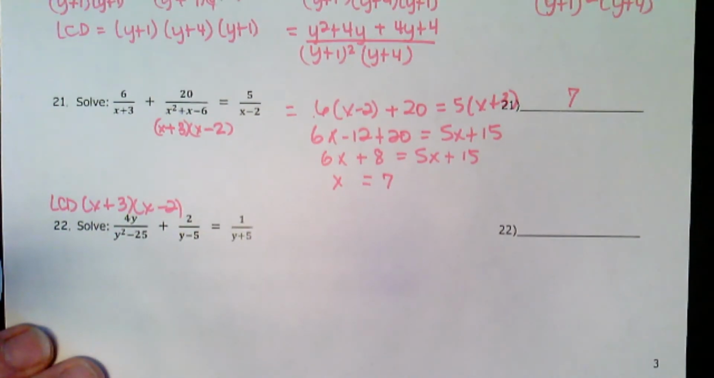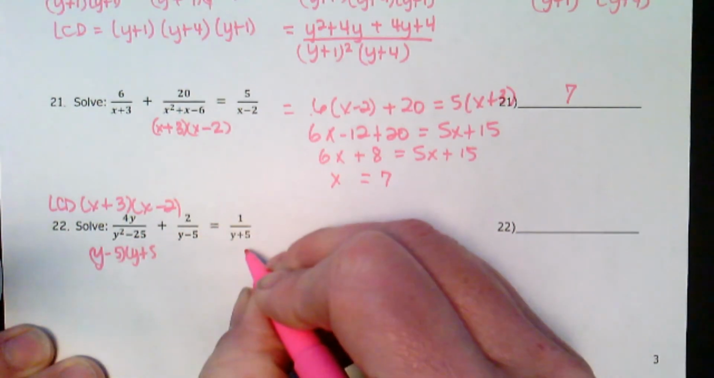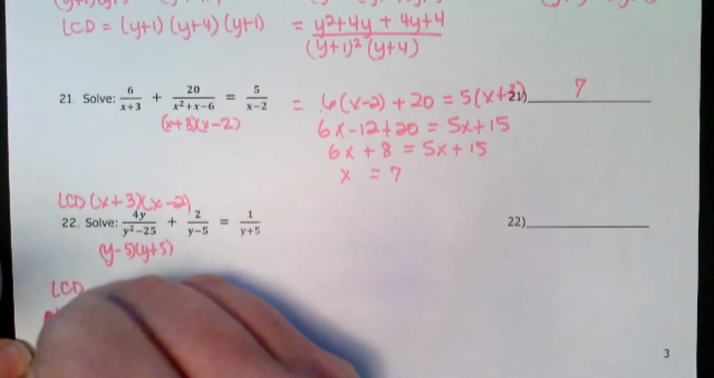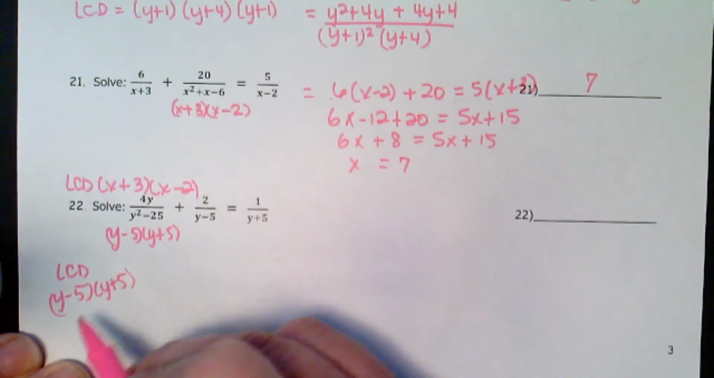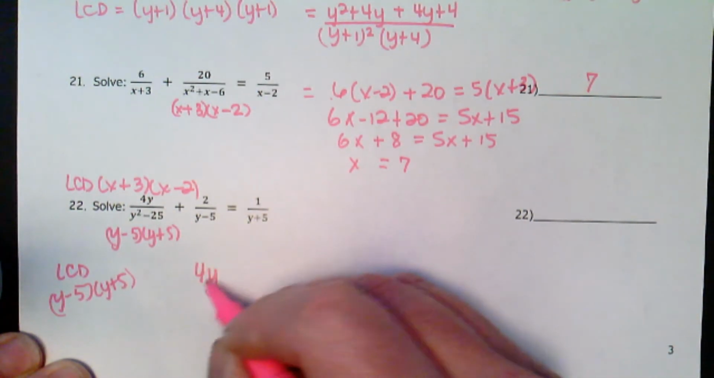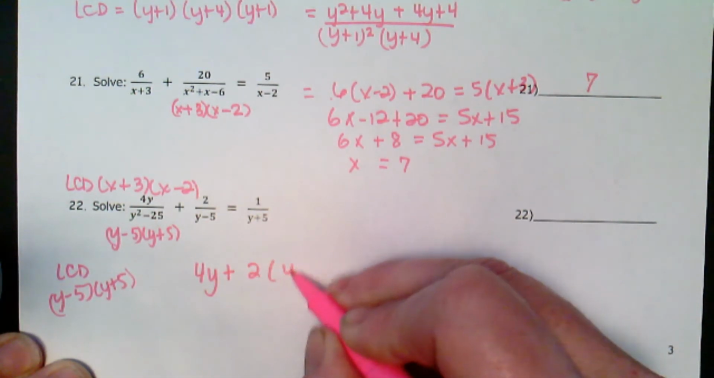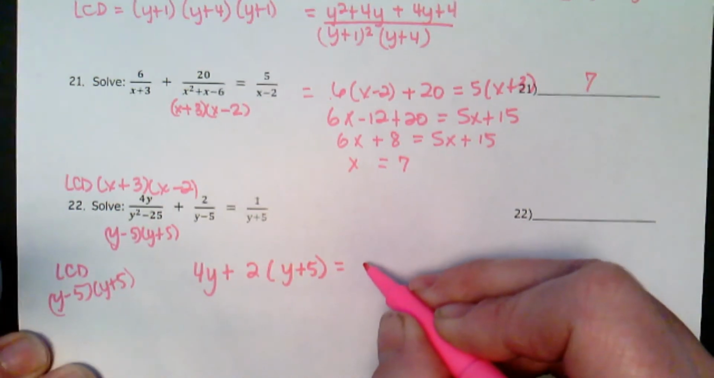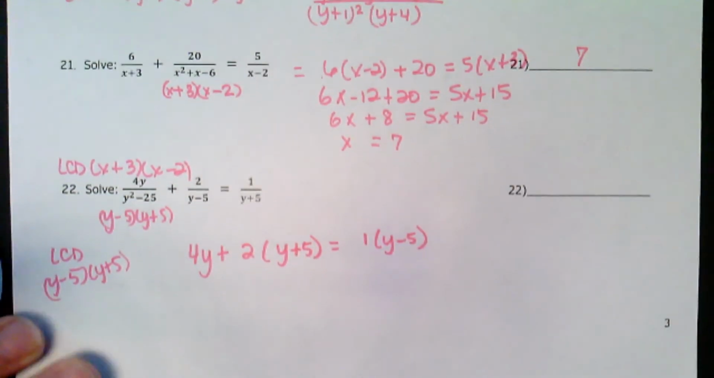Alright, number 22. Factor first to find out what our LCD is. So our LCD is y minus 5, y plus 5. Every term gets multiplied by those. So when I multiply this term by it, the bottoms cancel out and leave just the top. When I do the second one, bottom cancels out and leaves this for our top. The last one leaves that.